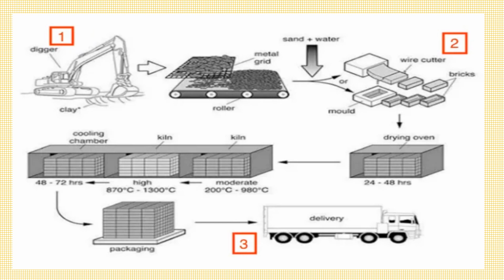dried in a kiln. The kiln operates at different high temperatures, after which the bricks are cooled. Finally, the bricks are packaged and delivered to their destination. This brick making and distribution process is a straightforward and effective way of manufacturing bricks for the building industry.